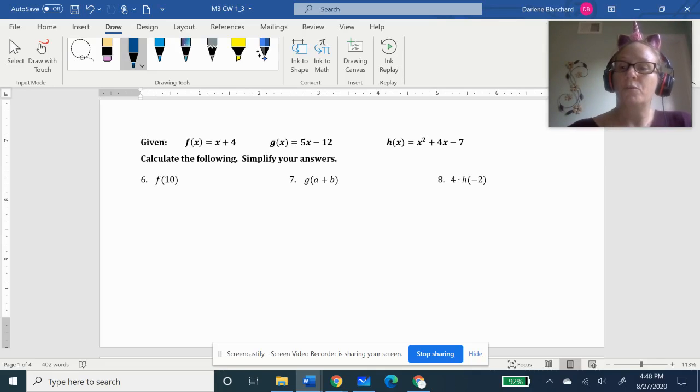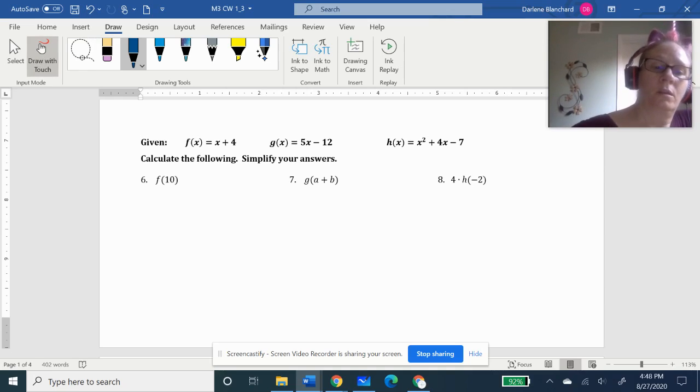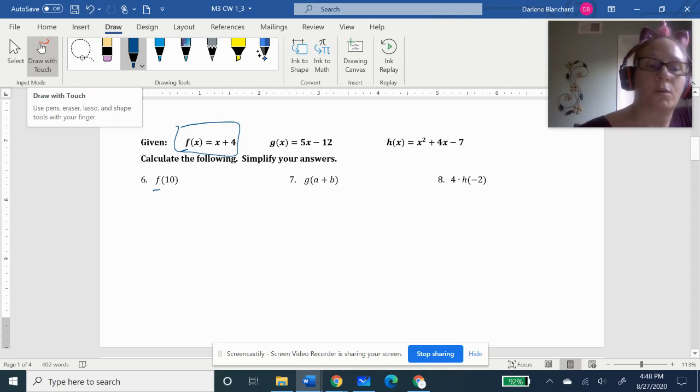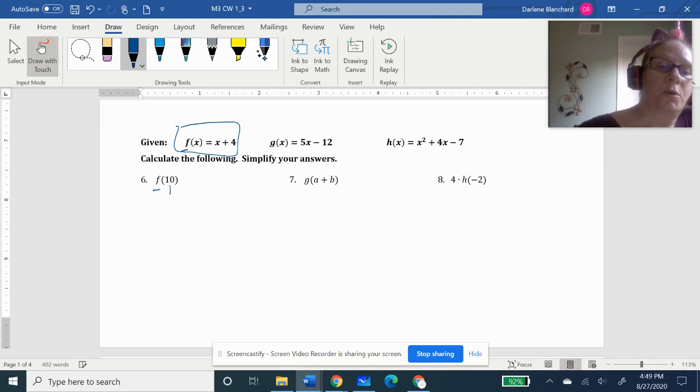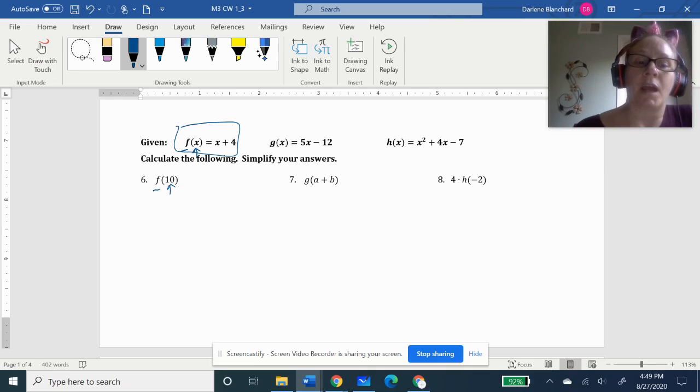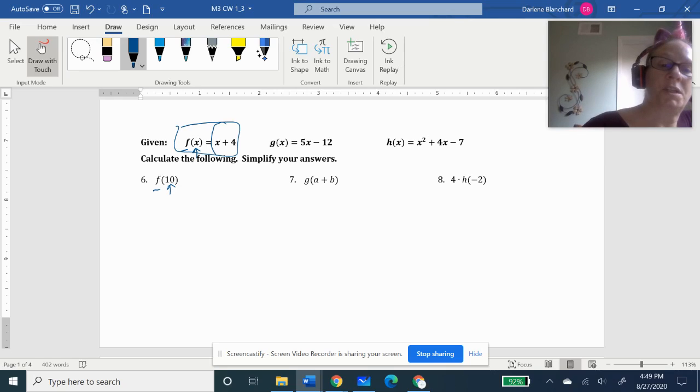For numbers 6 through 8, I'm dealing with function notation, and I want to see that the name of the function f tells me which of these functions to work with. Whatever is in the parentheses right after the name of the function is going to be what substitutes into the variable that the name of the function has after it. So what that basically means is I'm going to take the expression x plus 4, and I'm going to substitute positive 10 for the x, and that will give me 14.